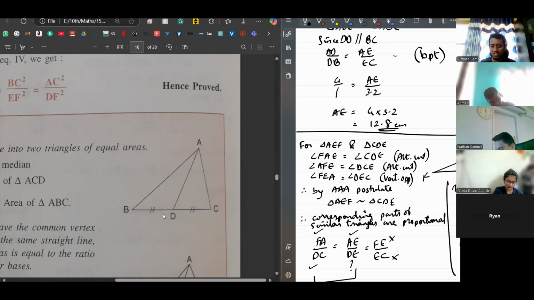Now, since AD is the median, that means BD is equal to DC. And the area of triangle ABD will be equal to the area of triangle ADC. Which two triangles, Aman? ABD and ADC. They both will have the same area. They don't look the same. The triangles are not similar, okay? But their areas are equal.